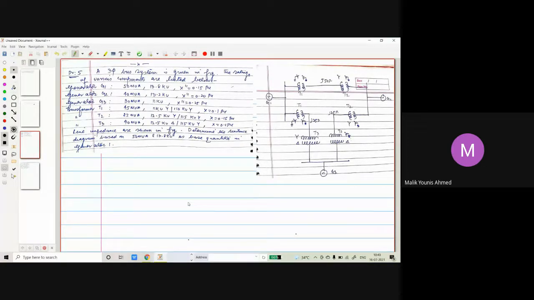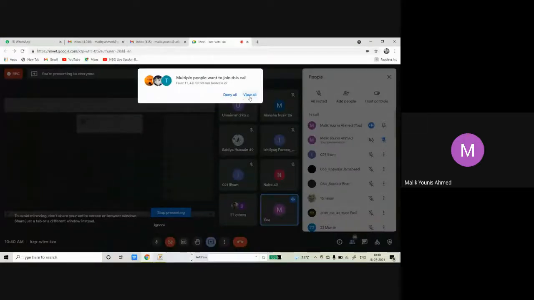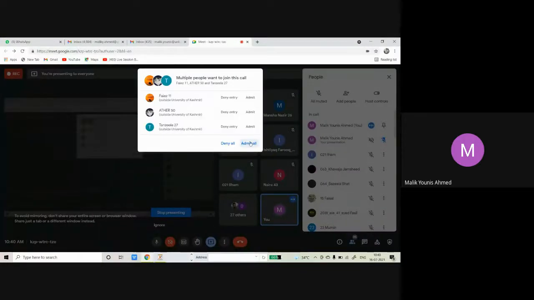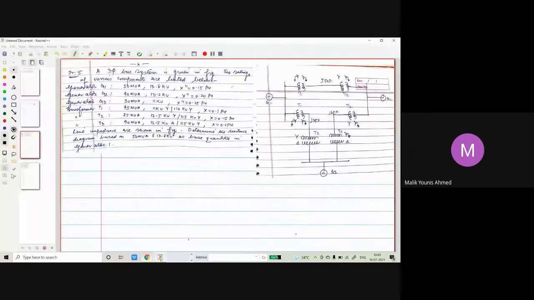That means the base values are 50 MVA and 13.8 kV as base quantities in generator 1. So in generator 1, he has given us the base quantities, and we have to utilize those base quantities. Okay, now we'll continue this numerical.